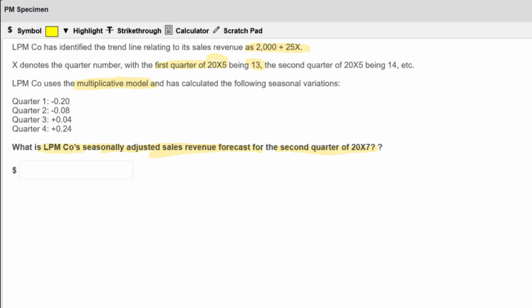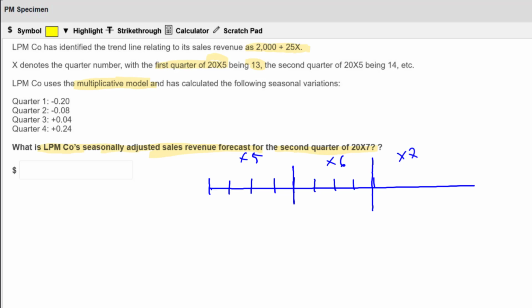So I'm going to, first of all, take it old school and count the number of quarters. I can just make a quick timeline. And 1, 2, 3, 4. One, two, three, 4. So here we've got 2015, that's x5. This will be x6. And then this will be x7 over here, and we need to get to the second quarter. Now we need to count up the quarters to get to that second quarter of 2017.